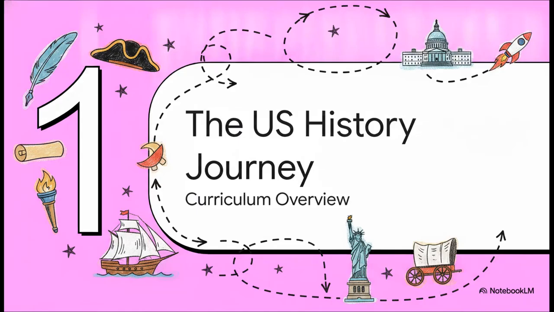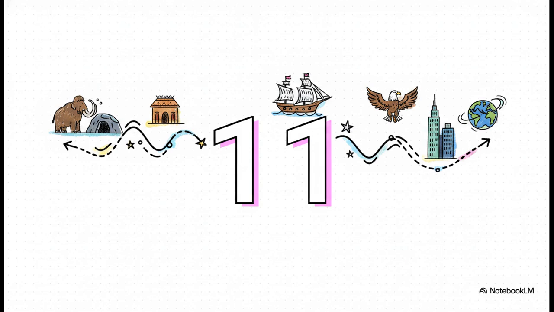Section 1, the U.S. history journey. 11 massive units. We are covering thousands of years of human experience in this curriculum. We're going from woolly mammoths in prehistoric North America all the way to the skyscrapers of a completely new century. That is a ton of ground to cover, but don't worry, it's broken down in a highly strategic way.